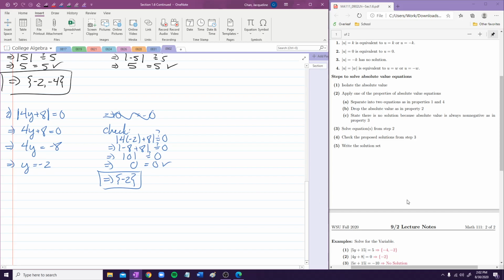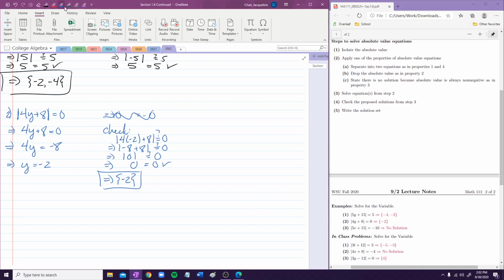All right. Now, let's look at the third problem. Okay, the third problem, we're given the absolute value of 5v plus 15 is equal to negative 10. Right, so remember, for absolute value, this should throw up flags because, I guess I forgot to mention this.